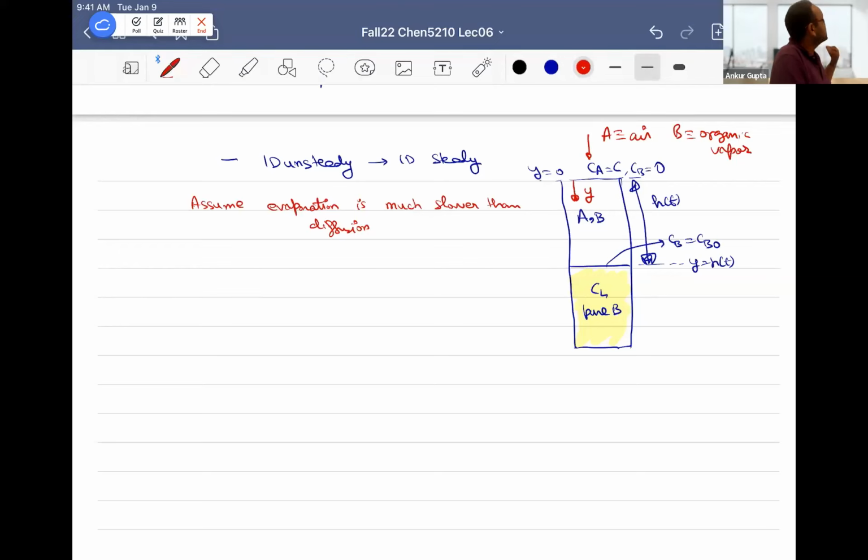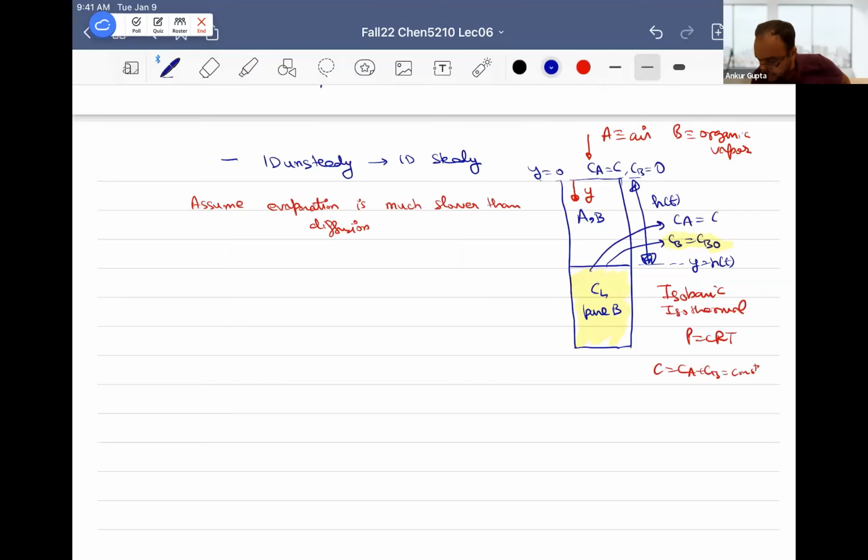By using the partition coefficient, one can find that the concentration at the interface for Cb is Cb naught. Because the problem is isobaric and isothermal, by the ideal gas law we know P is equal to CRT. So C, which is Ca plus Cb, is always constant. That also gave us that at the interface, Ca is equal to C minus Cb naught. So that was another thing we learned from the problem. This is what we did.